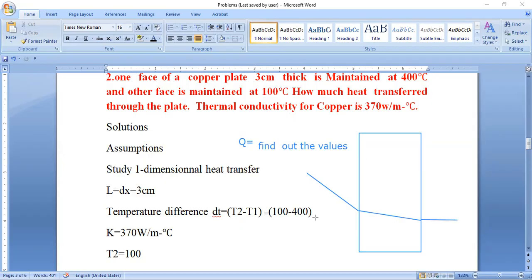See here, you have a 400 inner temperature. T1 is equal to 400 degrees Celsius, and T2 is 100 degrees Celsius. K is equal to 370 watt per meter degree Celsius, and T2 is equal to 100 degrees Celsius.